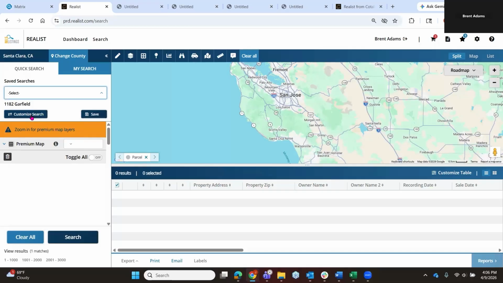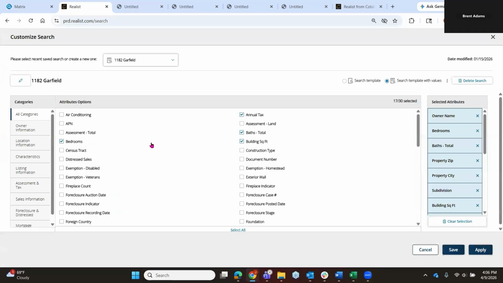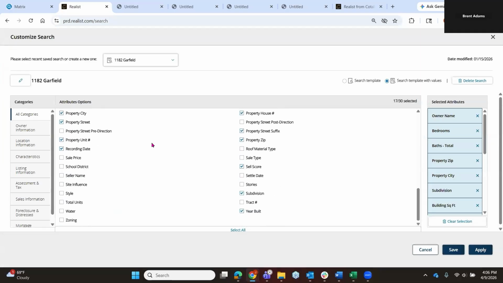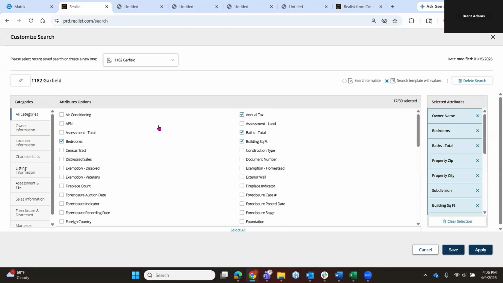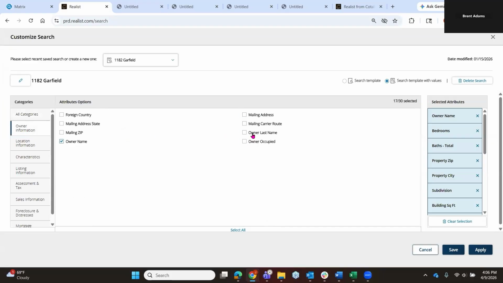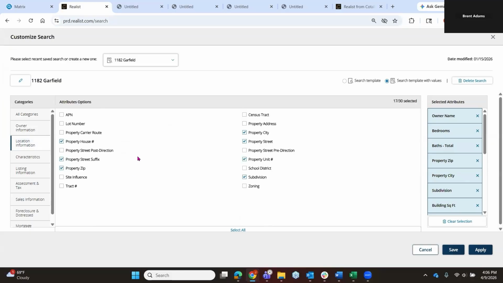So if you go ahead and you click on Customize Search, here are all the different search attributes you can search by. So again, you can find groups of properties that suit your preferences, whether it's properties that are or are not owner occupied. That's one of our search attributes that's available. You can find properties based on where they're located if you want to. So if you're looking in a specific geographic area, this is a great way to search.